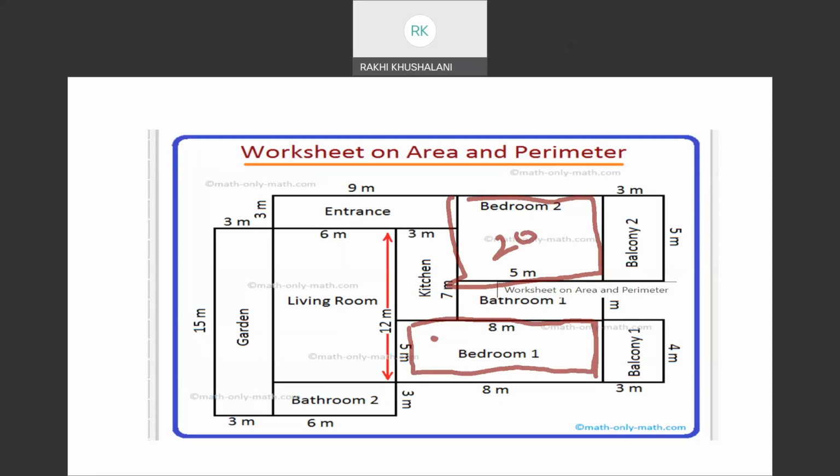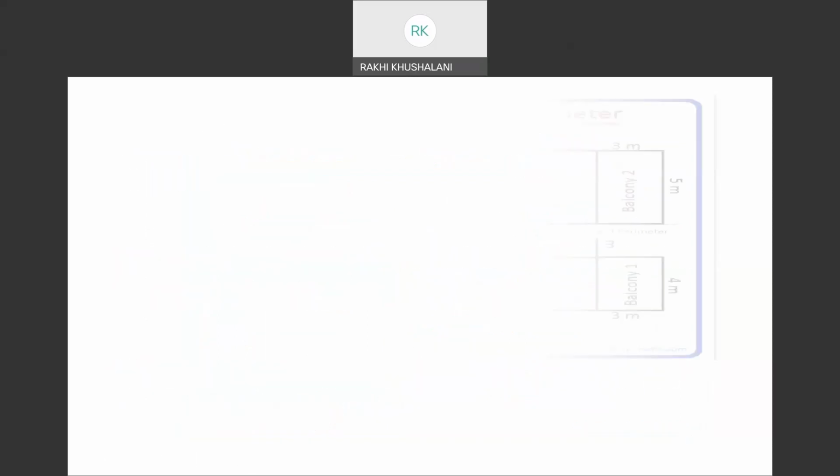Sorry, I'm not able to write with my stylus there. 26. So obviously, Papa will want the kids to take bedroom number 2.